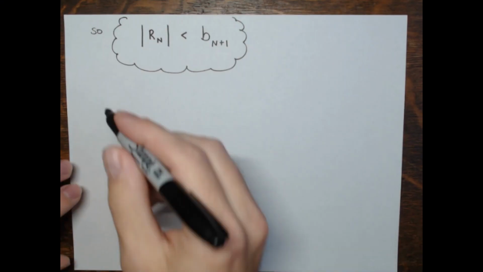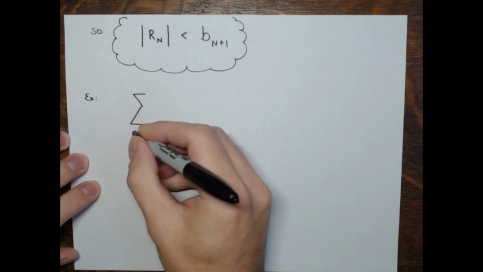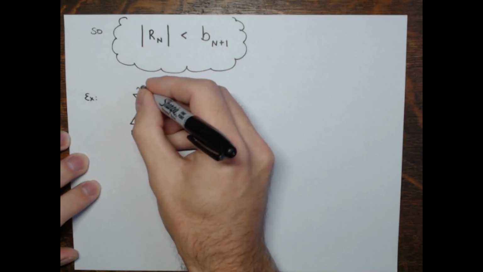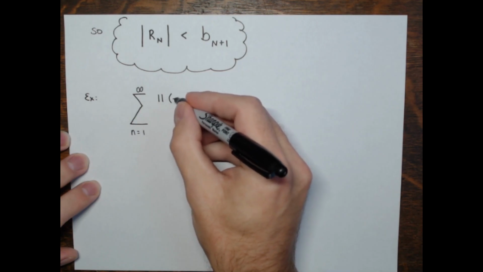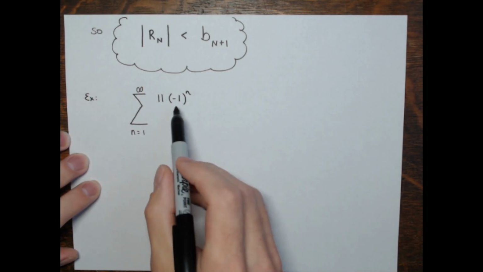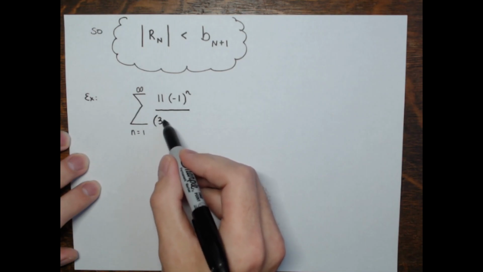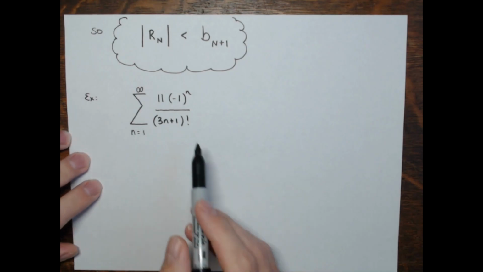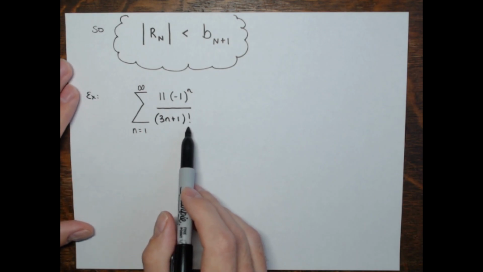All right, so here's the sum. For example, the sum they give us from n equals 1 to infinity of 11 times, and then see this power of -1 showing up here, -1 to the nth, that'll cause the alternating, divided by 3n plus 1 factorial. This exclamation point, I'm sure we've seen this in a previous video, but I'll explain it again here real quick.